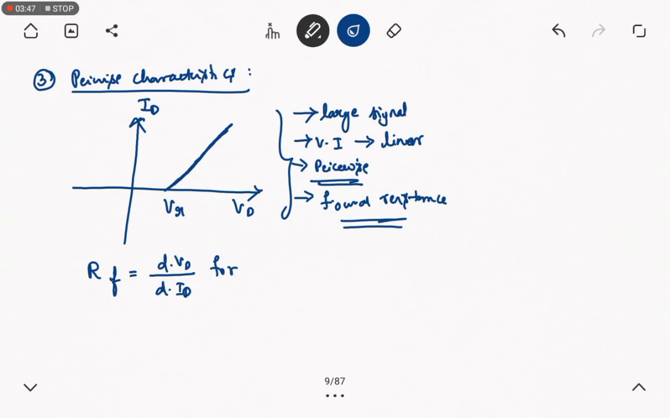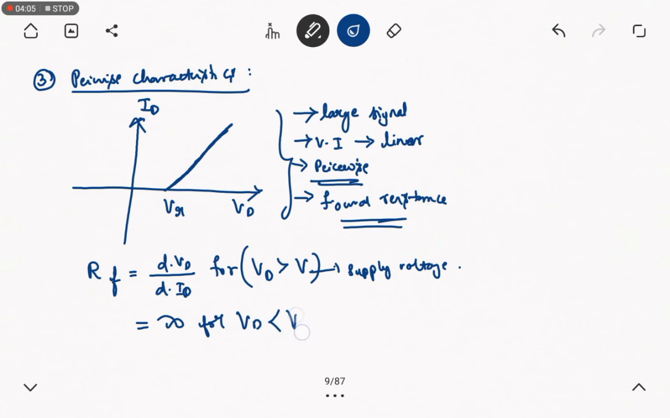For VD, that is diode voltage, which is greater than V, meaning the supply voltage, the final result will be, since this is changing, we can term this as infinite. For VD less than VR. For diode voltage which is greater than supply voltage, we can apply dVD divided by dID, that is the changing one. Whenever the voltage of the diode is lesser than the diode resistance, it is termed as infinite. This is with respect to the piecewise linear characteristics.